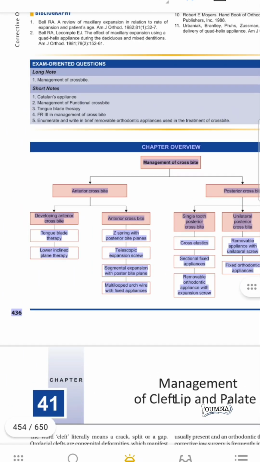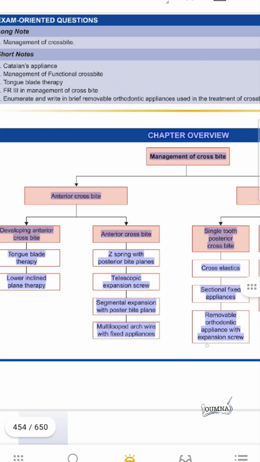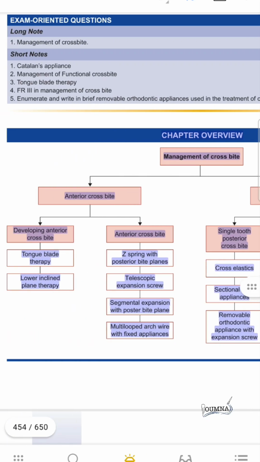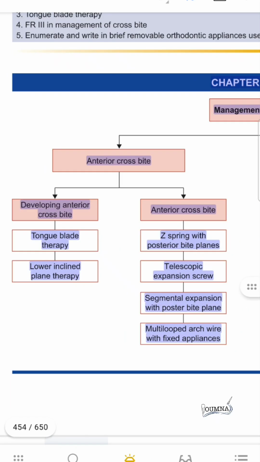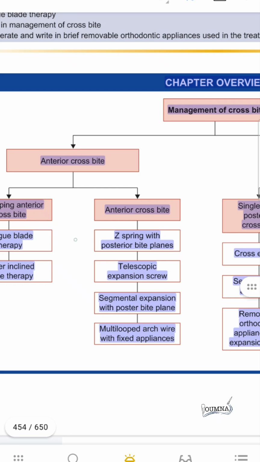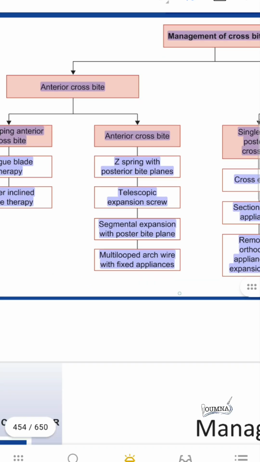If you want to sum things up, we have crossbite whether it is anterior or posterior. In the anterior crossbite, if you are still in the developing stage of growth, we can use the tongue blade therapy. After that, we can use the Z spring for posterior bite planes. We can use the expansion removable appliances, and we can use also some fixed appliances to correct the anterior crossbite.